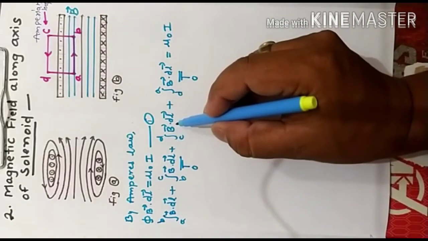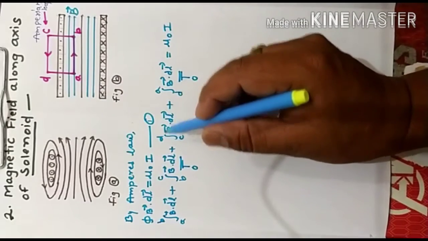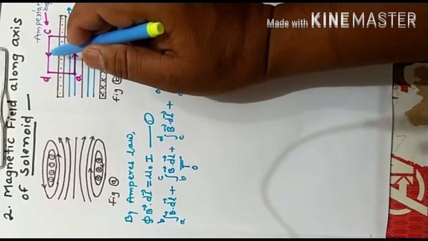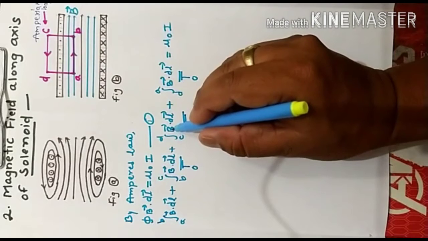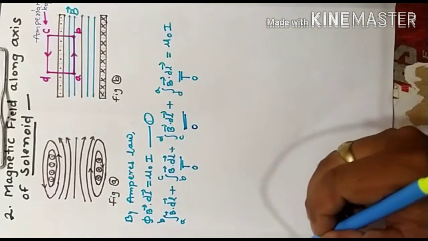Now the third term, the integration over vector B dot vector dl from C to D for the side CD, which is outside of the solenoid. Our magnetic field is weak outside of the solenoid, and therefore again the integration over vector B dot dl from C to D will also become 0.